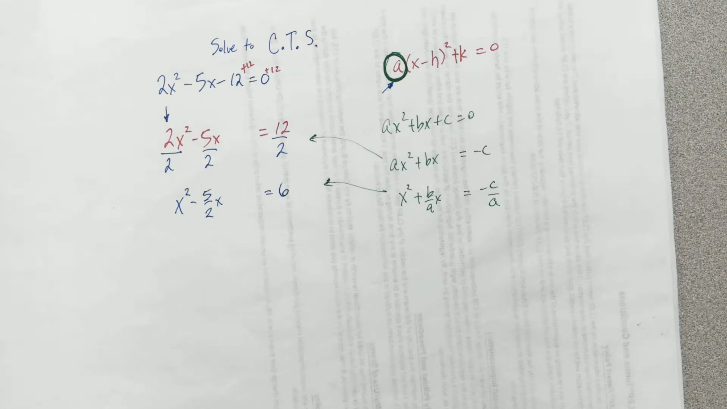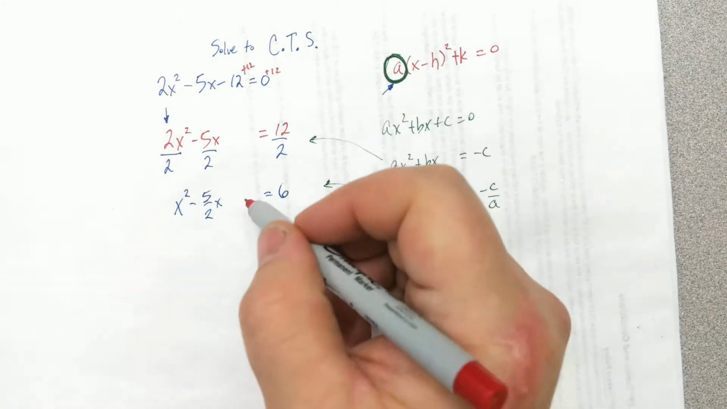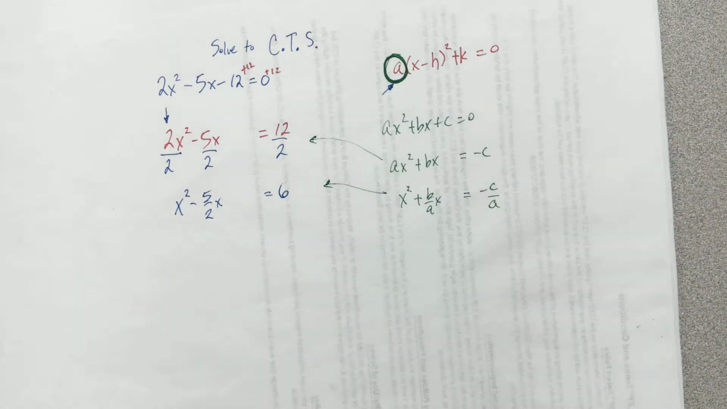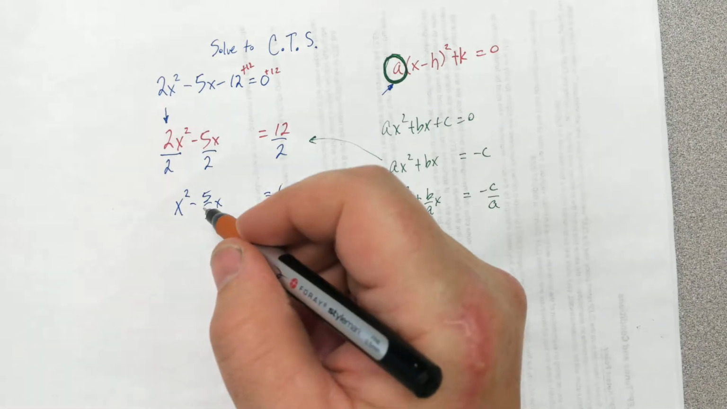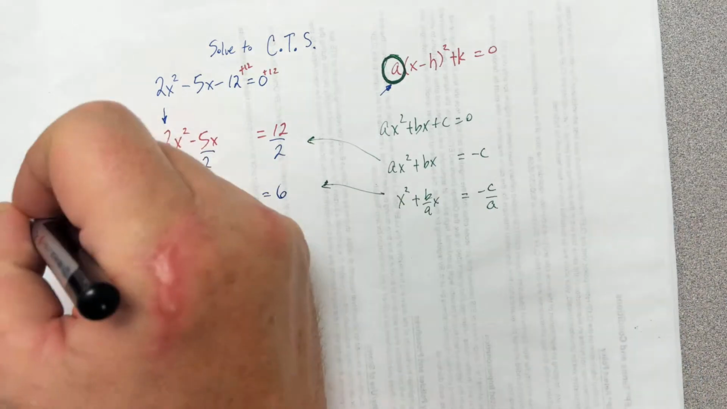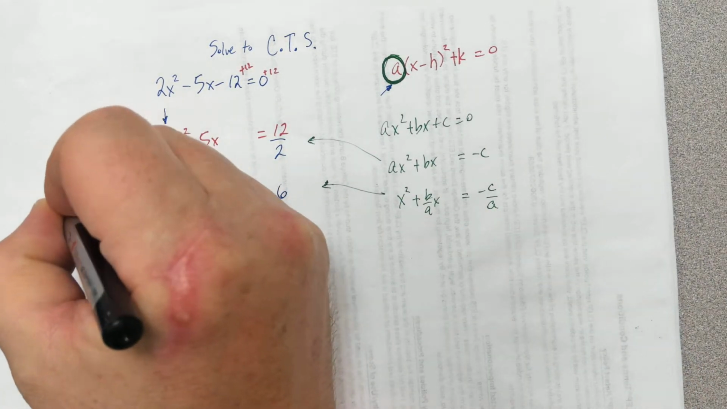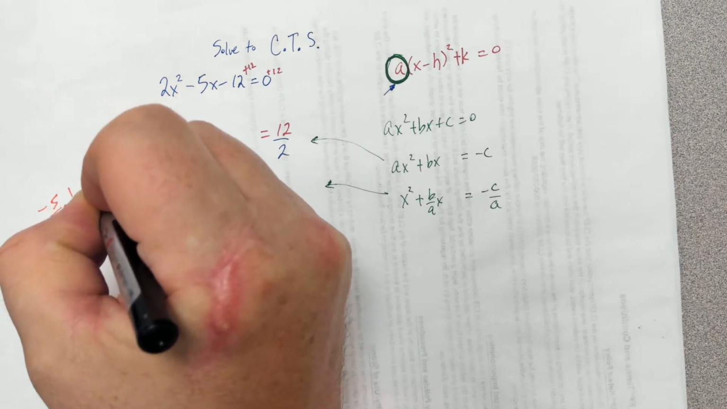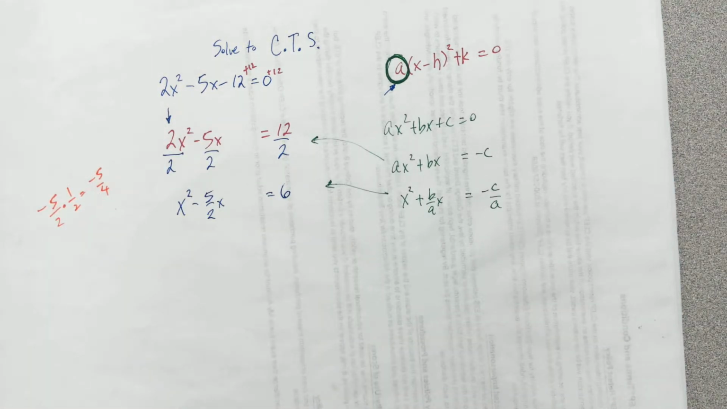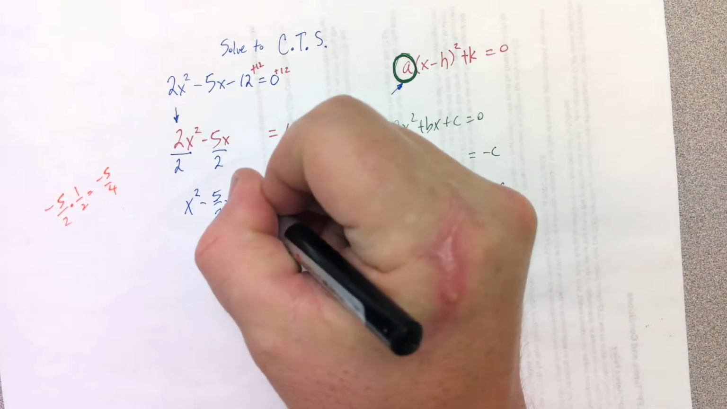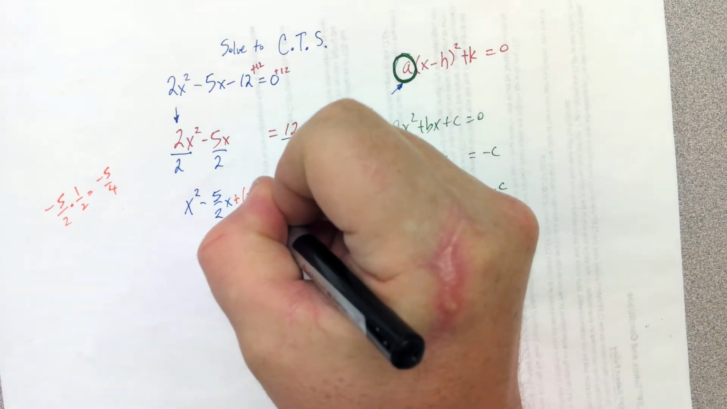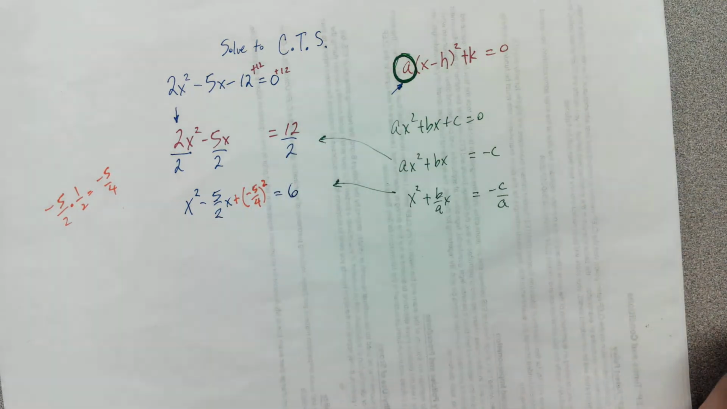Now, the reason you leave space right here is because you take half of that b term, square it, and add it to both sides. If I'm looking at negative 5 over 2 and I want to take half of that, that's going to be negative 5 over 4. Would you agree? So I have to add negative 5 over 4 squared to both sides.